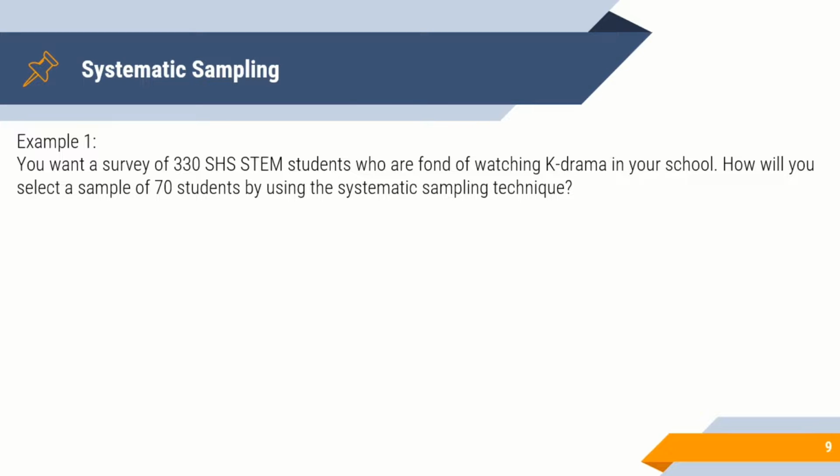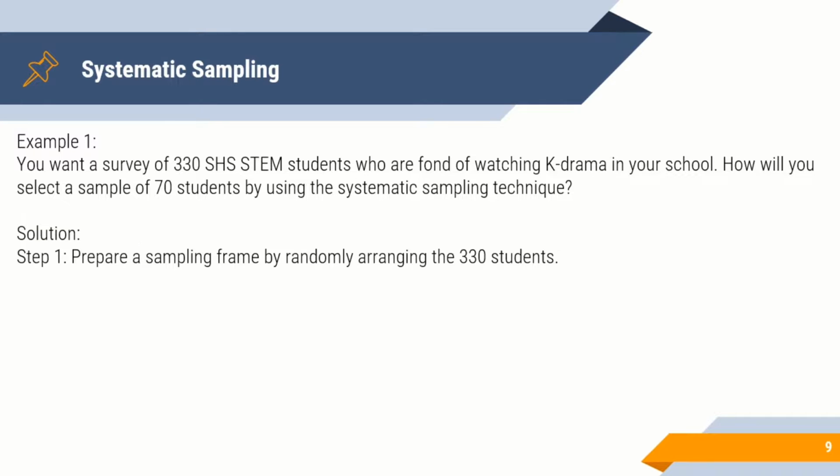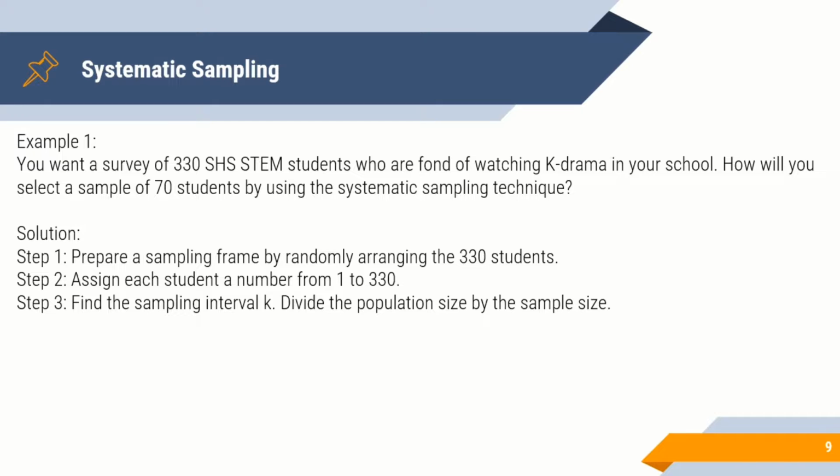You want a survey of 330 senior high school STEM students who are fond of watching K-drama in your school. How will you select a sample of 70 students by using the systematic sampling technique? So step 1, prepare a sampling frame by randomly arranging the 330 students. Ngayon, step 2, assign each student a number from 1 to 330. So step 3, find the sampling interval or the K, then divide the population size by the sample size.